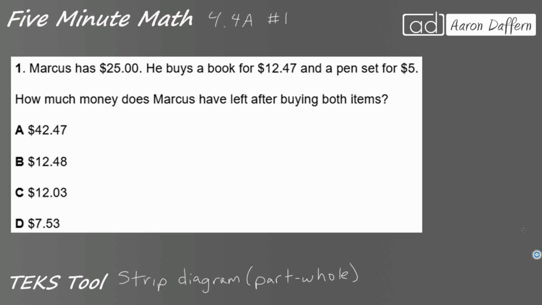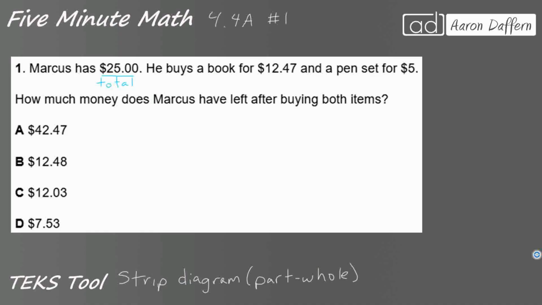So Marcus has got $25. He's buying some things. We need to figure out how much money he has left. So we can understand this with a part-whole relationship. And so let's label our parts and let's find our total. So Marcus has $25. So that is going to be our whole or our total that we are going to take away from.